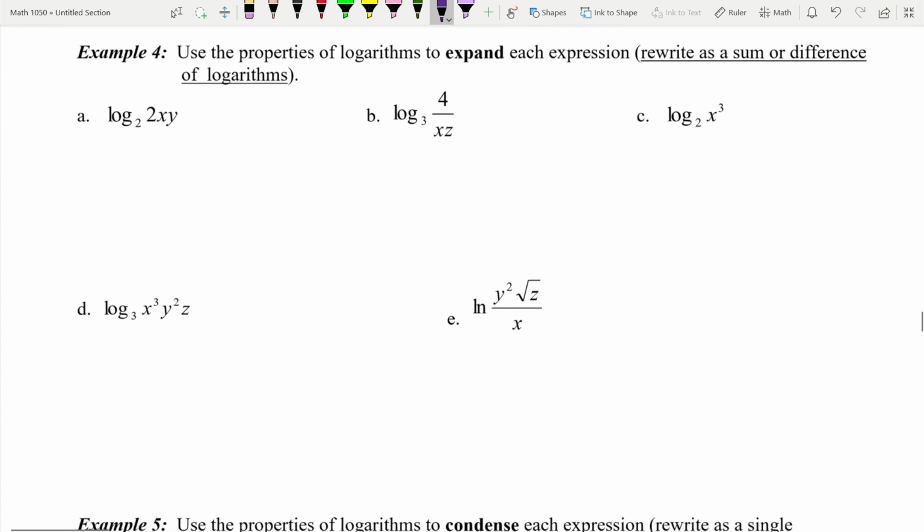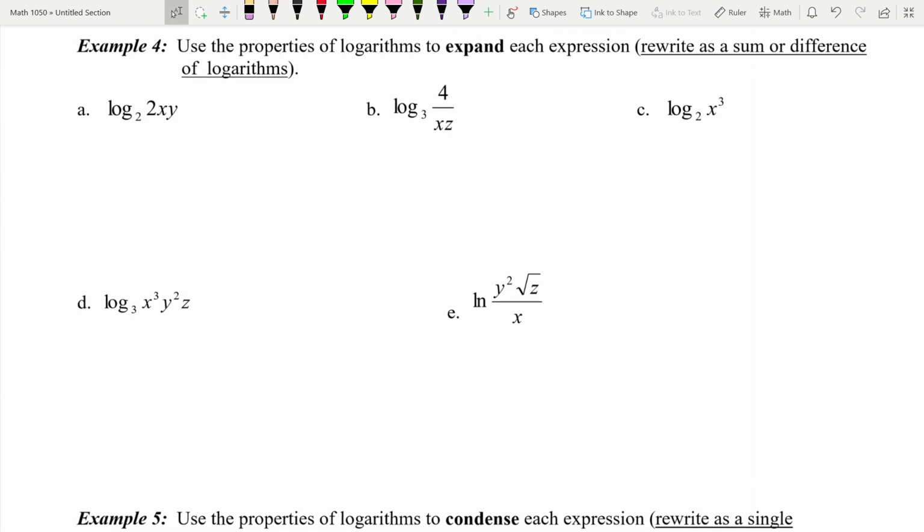Okay, let's do question 4. Expand. Please don't go ahead of me. I want you to grab your pencil and throw parentheses around the 2xy. When I expand this, I'm going to write log 3 times. One for the 2, one for the x, and one for the y. So everybody write down log base 2 of 2 plus log base 2 of x plus log base 2 of y. When they're multiplied, you add, right?